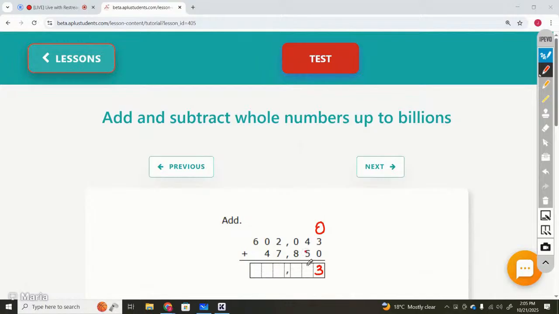5 plus 4 makes 9. 8 plus 0 makes 8. 7 plus 2 makes 9. 4 plus 0 makes 4. And 6 it is. That is 649,893.